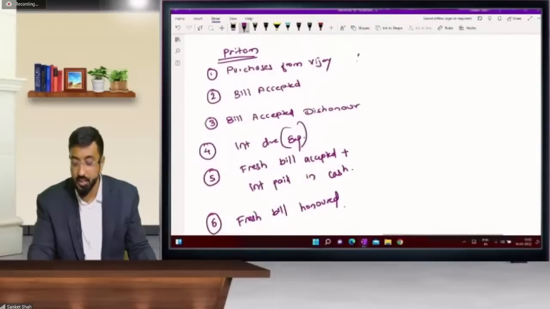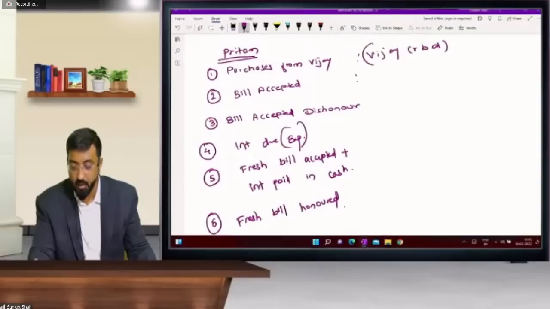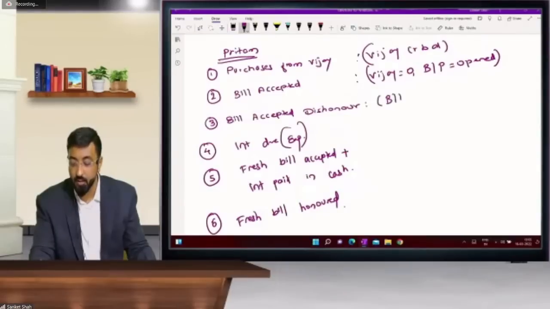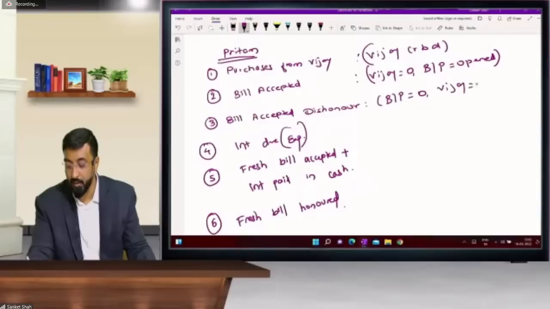So purchases from Vijay. So Vijay is showing credit balance. So purchases to Vijay. Bill accepted. Vijay 0. Bills payable open. So Vijay to bills payable. Vijay balance is 0 to bills payable. Bill accepted dishonor. Bills payable 0. And Vijay reopened.